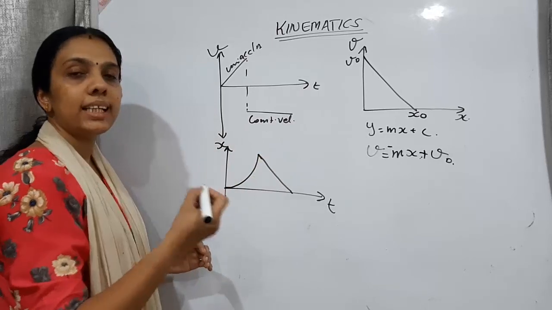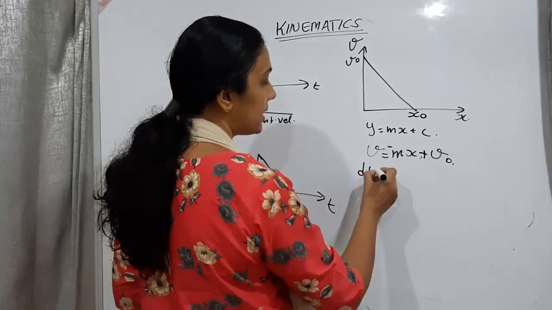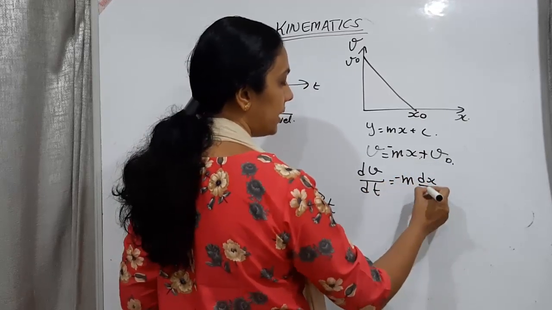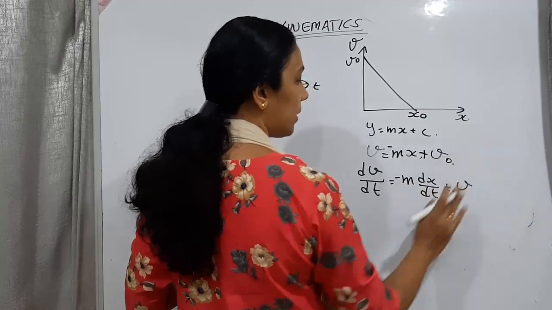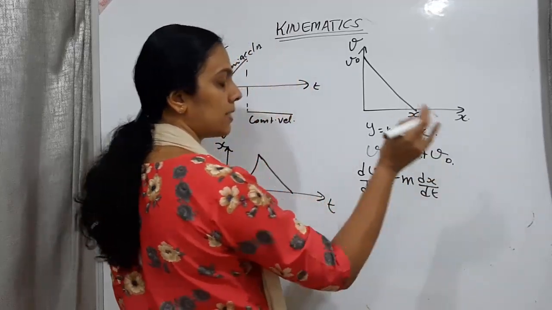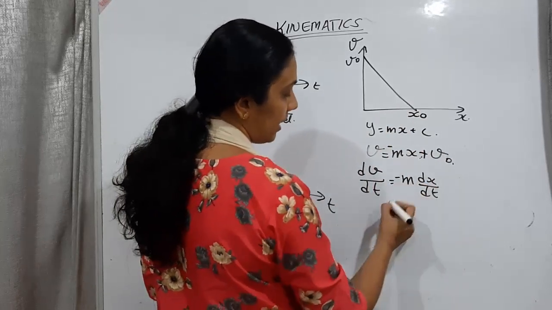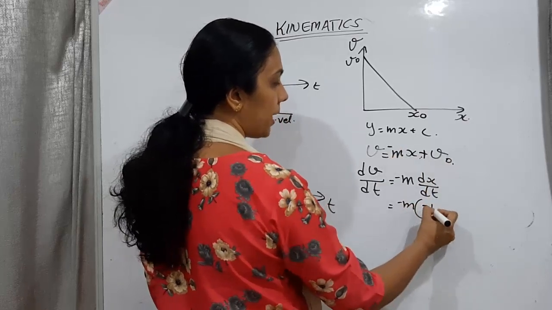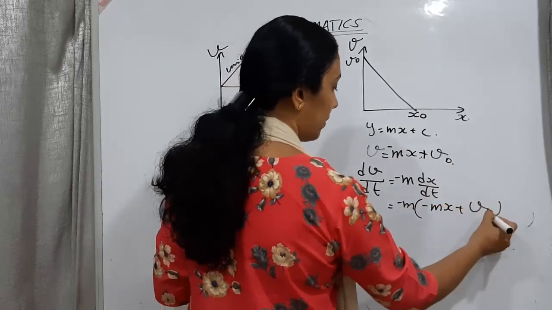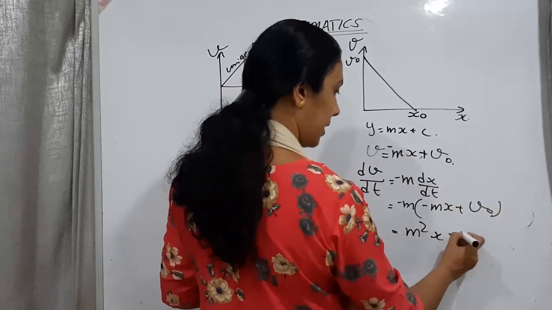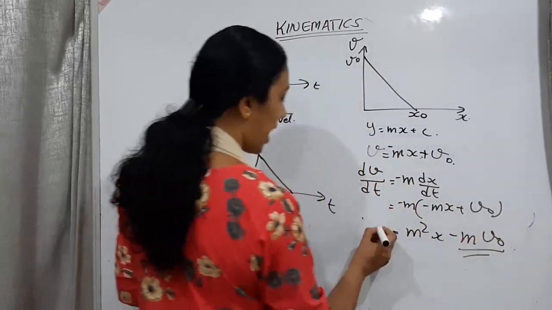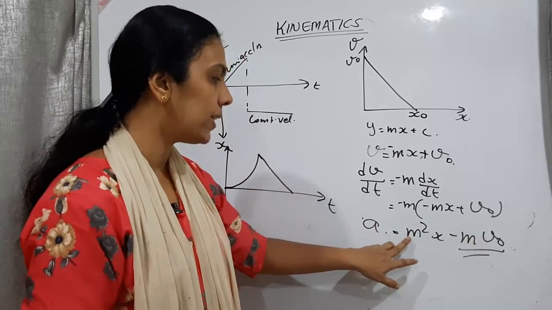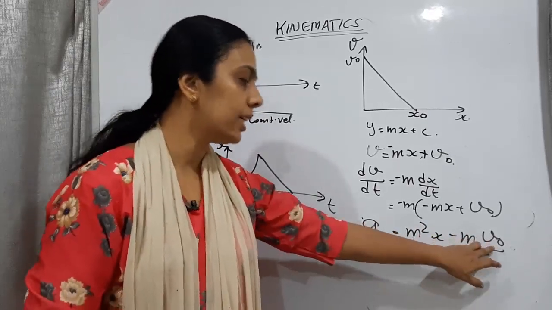To find the acceleration, we differentiate: dv by dt equals minus m into dx by dt, plus the derivative of v0. The differential of a constant is zero, therefore we can neglect that. Again, minus m into dx by dt, which is v, and we got v as minus mx plus v0. Therefore, m square x minus m v0. So the acceleration and displacement equation is a equals m square x minus m v0.